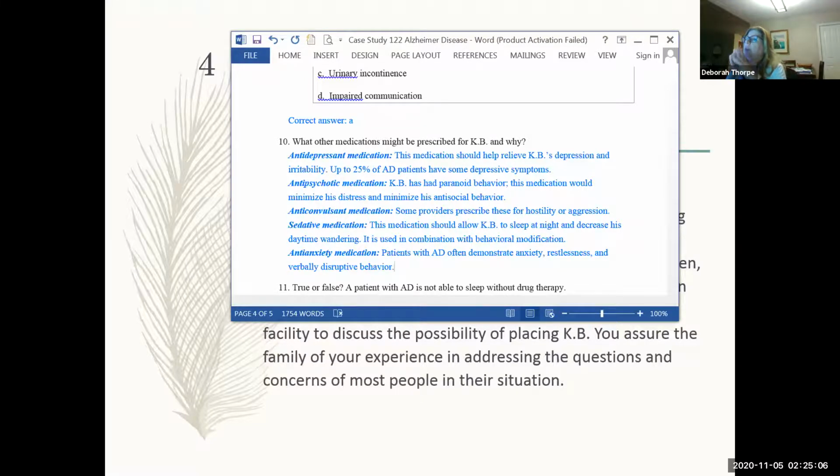Any questions on that one? So the antidepressant says that it'll help his depression and irritability, that about a quarter of these patients have some depressive symptoms. The antipsychotic will help his paranoid behavior. The anticonvulsant actually says will help the aggression or hostility that he might be having. A sedative helping him sleep, and anti-anxiety for the restlessness and the verbally disruptive behavior.